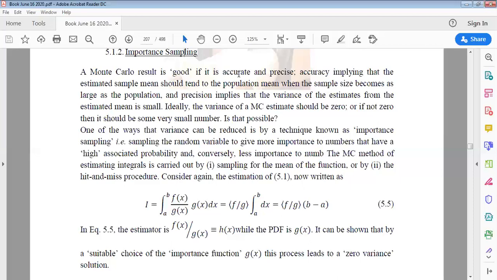So let's try to do an exercise where we reduce the variance of our estimate. And accuracy, let's say, is okay. So ideally, what is the best variance that you think we should be able to get? The best variance that we should think of trying to achieve is 0. Or if you cannot achieve a variance of 0, then it should be some very small number. Now the question is, is it possible to obtain a 0 variance? That's going to be our objective.